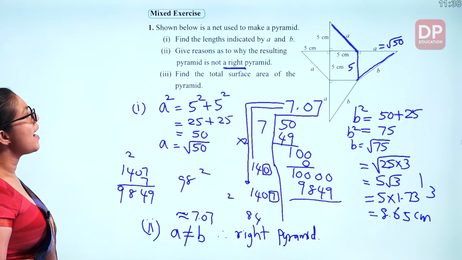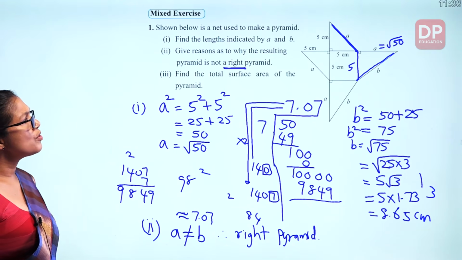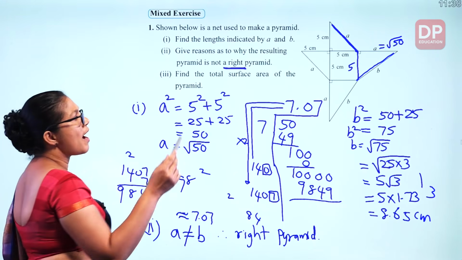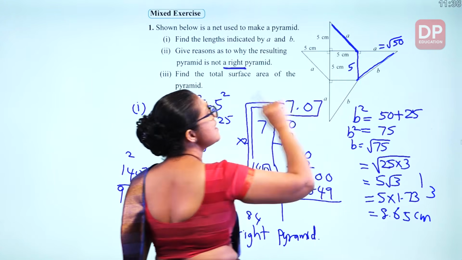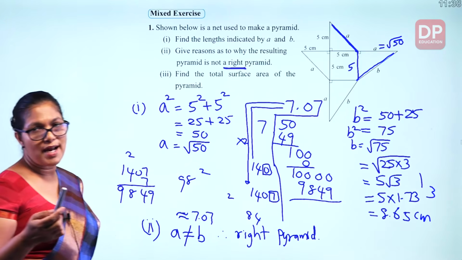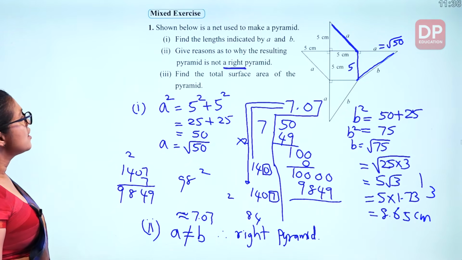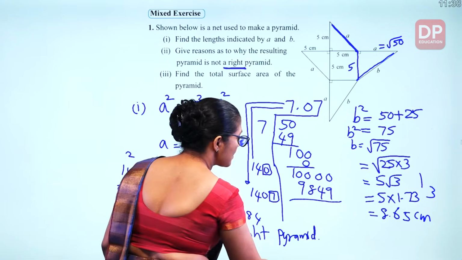Now third part, find the total surface area of the pyramid. Now we can't use the previous method because now the triangles are different. So here this area is not the same as the other one. So you have to find out separate areas and add them. So what's the total surface area? I can erase this part.